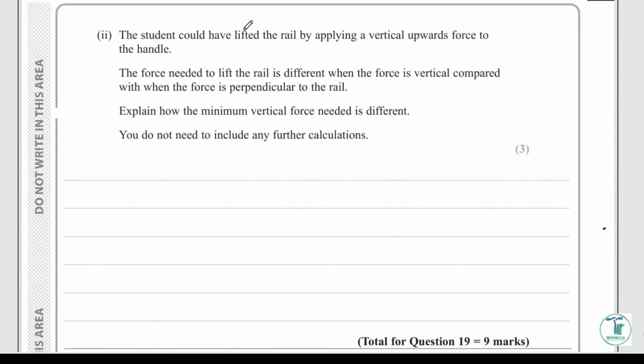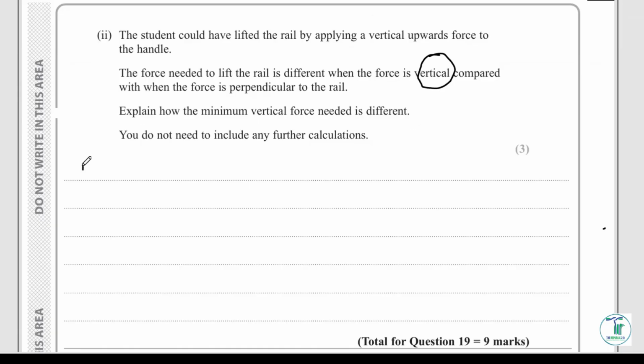Now you've got this second question, and in the second question, the student could have lifted the rail by applying a vertical upward force to the handle. The force needed to lift the rail is different when the force is vertical compared with when the force is, well, for example, if you're going to apply the force vertically, the moment of the force should be less. And if the moment is less, the force needed should be greater, right? The force needed should be greater.